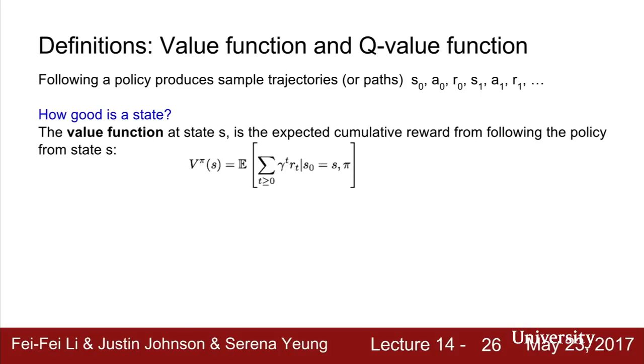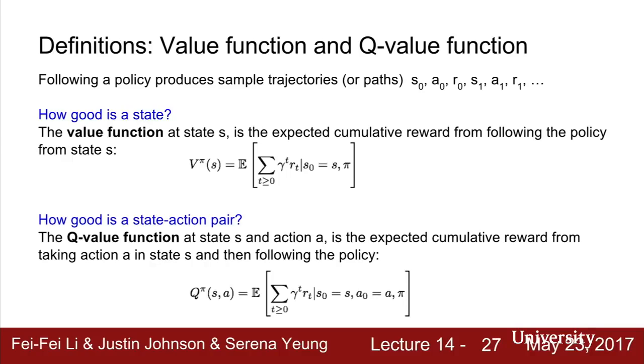And so how good is a state that we're currently in? Well, the value function at any state S is the expected cumulative reward from following the policy from state S from here on out, right? So it's going to be the expected value of our cumulative reward starting from our current state. And then how good is a state action pair? So how good is taking action A in state S? We've defined this using a q-value function, which is the expected cumulative reward from taking action A in state S and then following the policy.